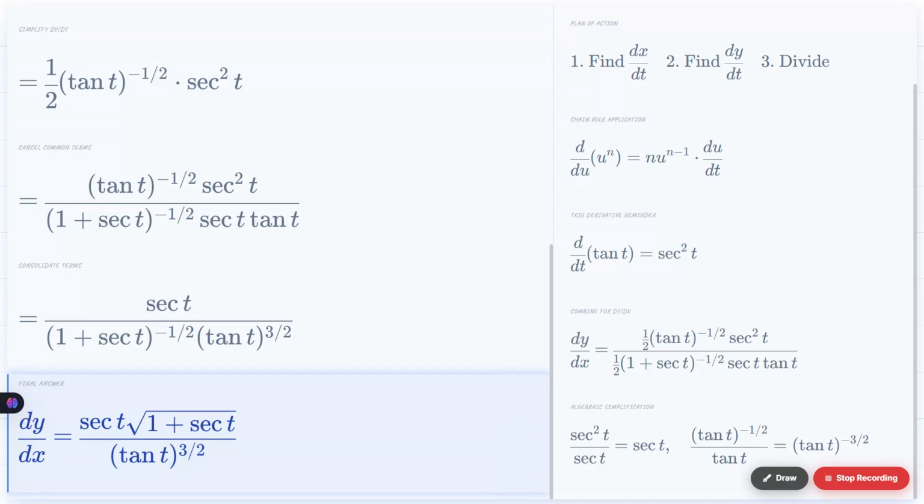We write the final answer for dy divided by dx. We do this to finish the problem. The answer is secant times the square root of 1 plus secant divided by tangent to the power of 3/2.